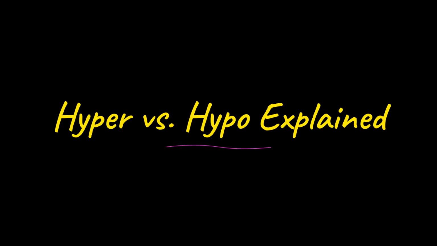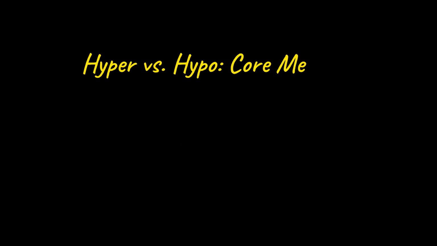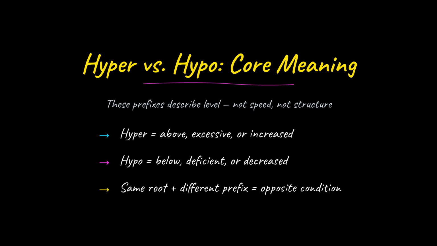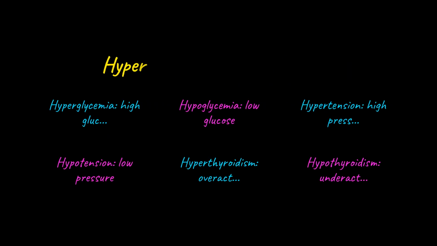When reading medical terminology, 2 of the most important prefixes you'll encounter are hyper and hypo. Understanding them unlocks dozens of clinical terms instantly, because the same root word produces completely opposite conditions depending on which prefix is attached. Hyper means above, excessive, or increased. Hypo means below, deficient, or decreased. Critically, these are level prefixes only. They are not about speed, which belongs to tachy and brady, and not about anatomy or inflammation.